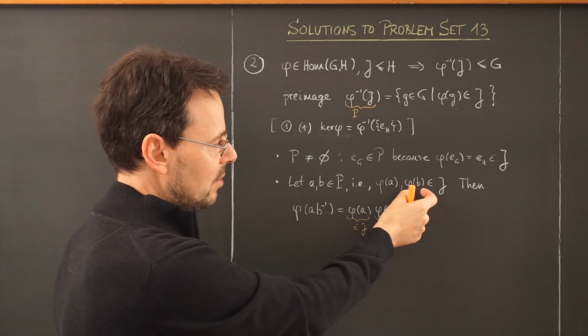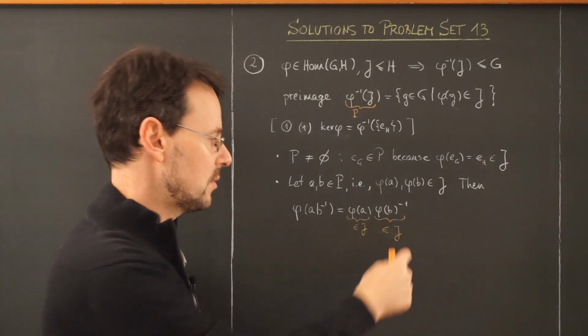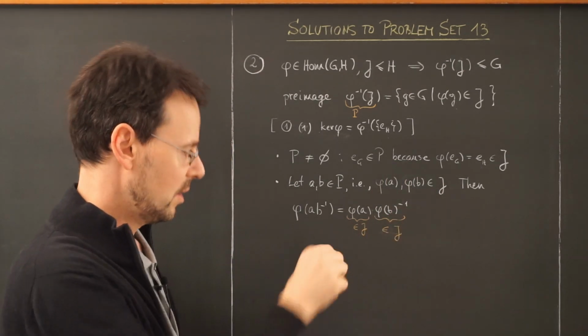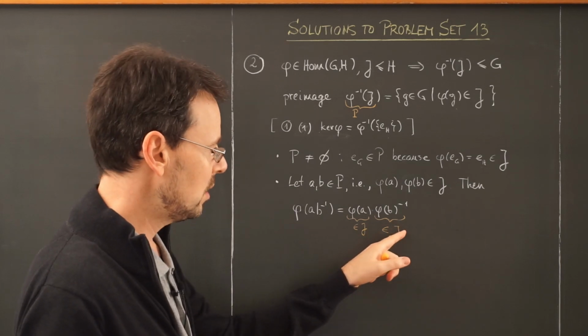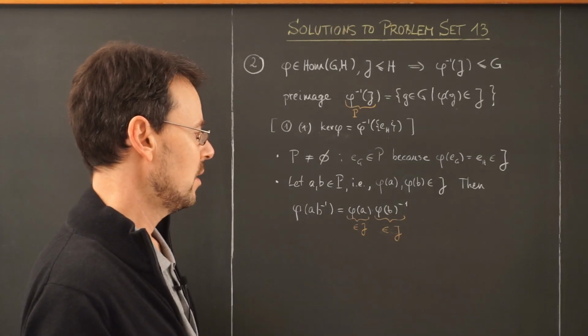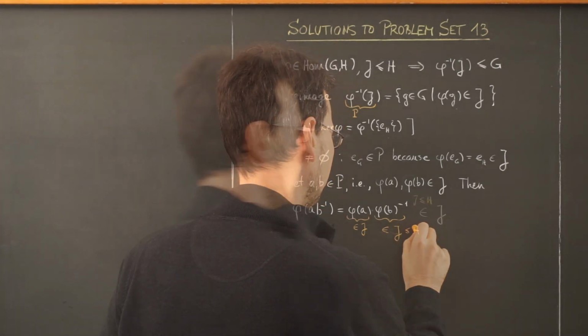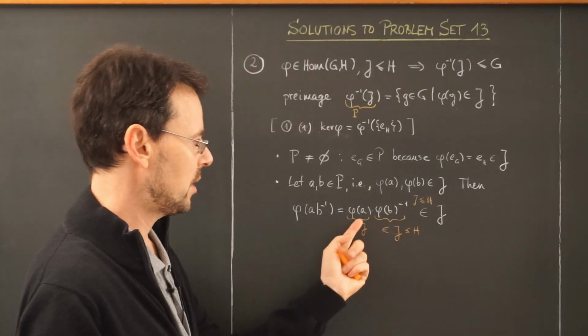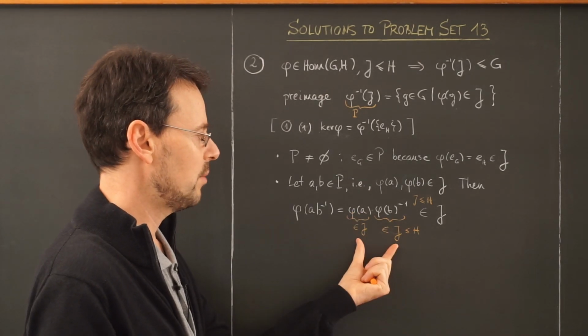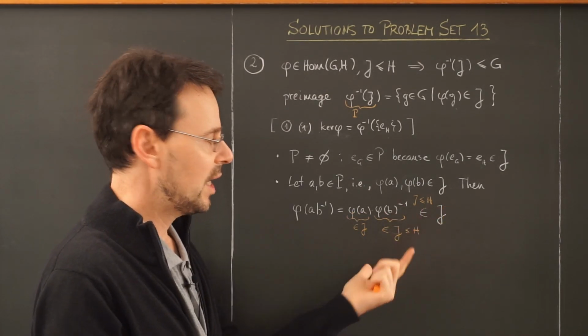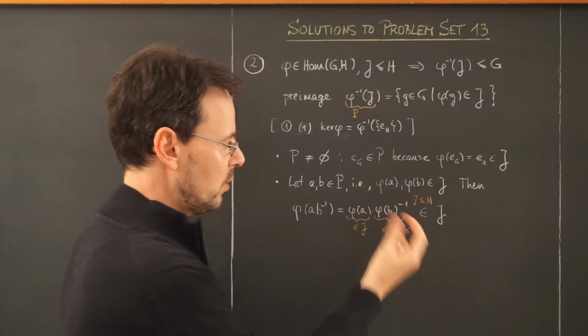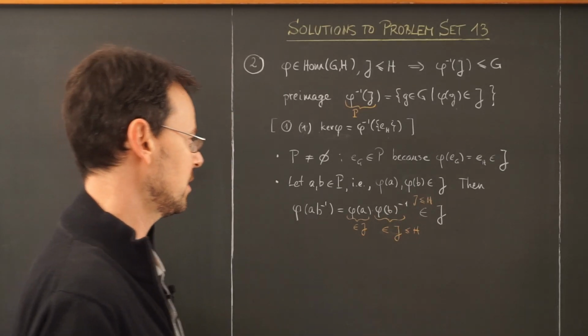So with an element it also contains its inverse. Please write that down here if you're taking notes. So here we use the fact that J is a subgroup. Maybe write it like that. And again, because J is a subgroup, the product of two elements that lie in J again lies in J. So here we twice use the fact that J is a subgroup.